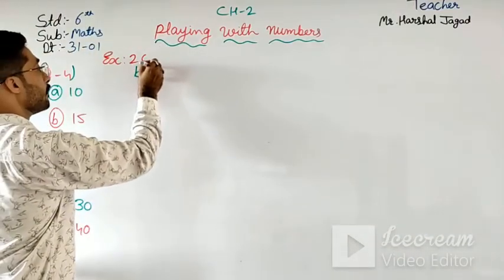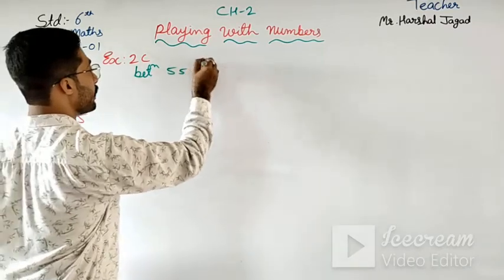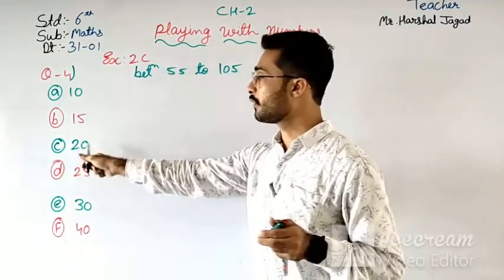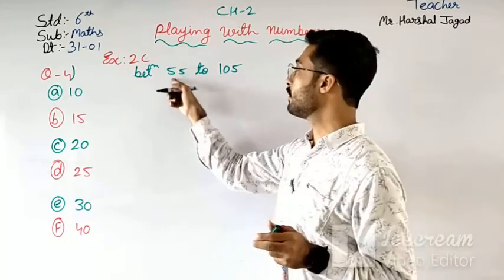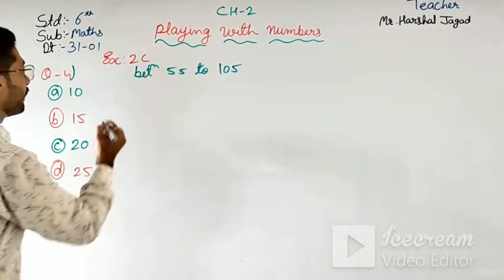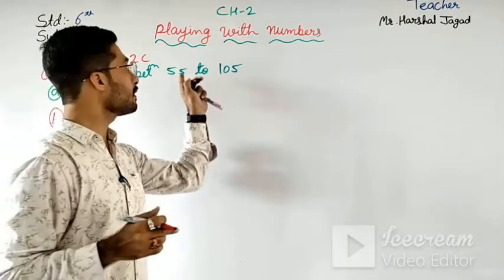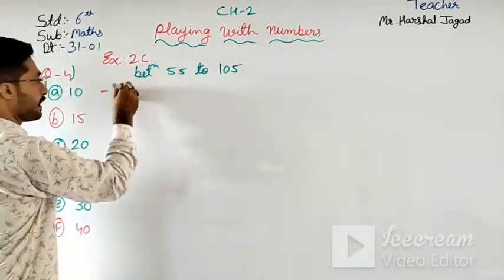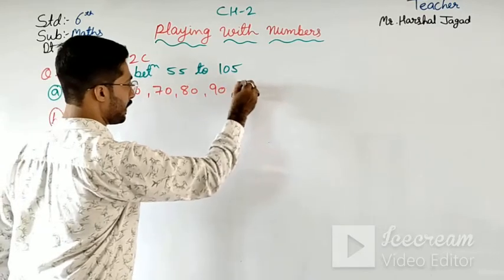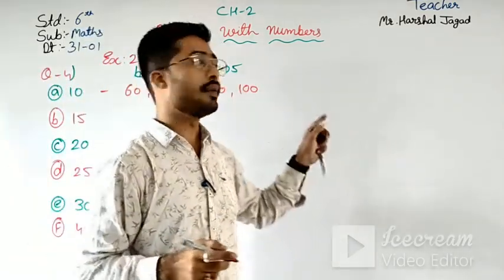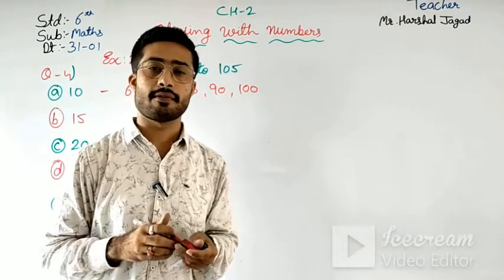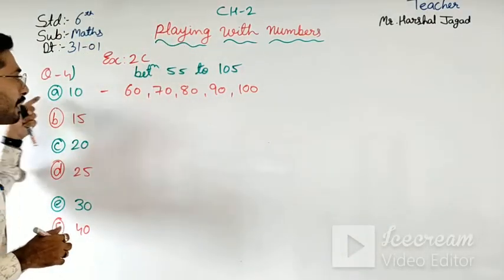Between 55 to 105, we have to find out all the multiples of 10, 15, 20, 25, 30, 40. So let us write here 10. We have to find out the multiples of 10 more than 55, that is 60, 70, 80, 90, 100 and 110, but 110 will not be included. Why? Because we have to find only numbers less than 105. So these are the multiples of 10 between 55 to 105.